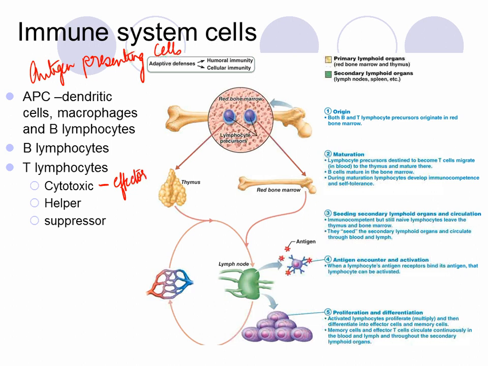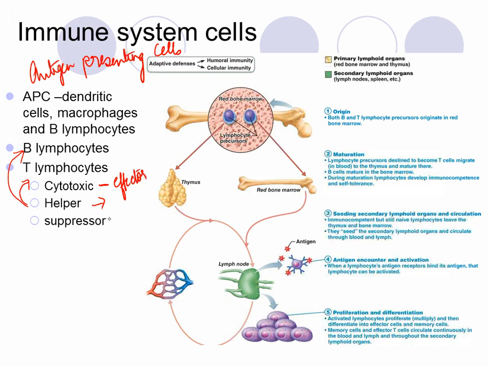Then we have something called helper T lymphocytes. You will see later these helper T lymphocytes are the most important cell in the immune system really, because they stimulate the cytotoxic as well as the B lymphocytes. They are what trigger these two to clone and make more cells.